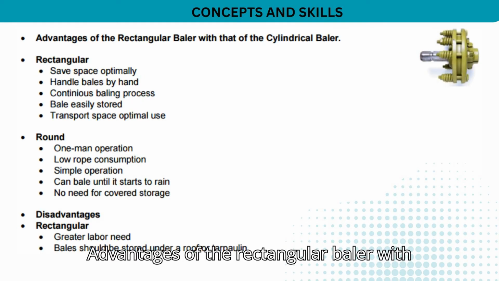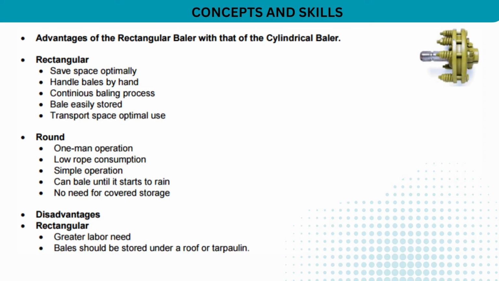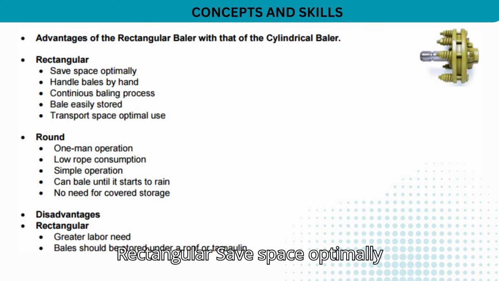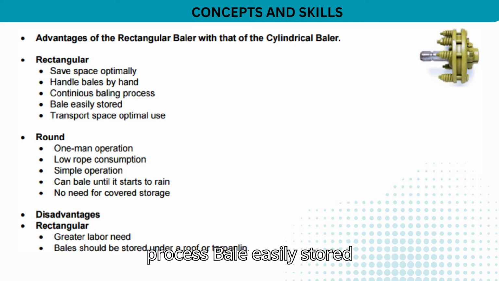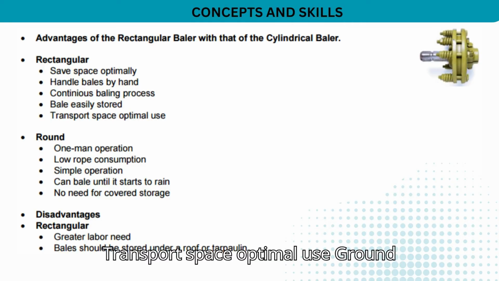Advantages of the rectangular baler compared with the cylindrical baler. Rectangular: save space optimally, handle bales by hand, continuous baling process, bales easily stored, transport space optimally used.